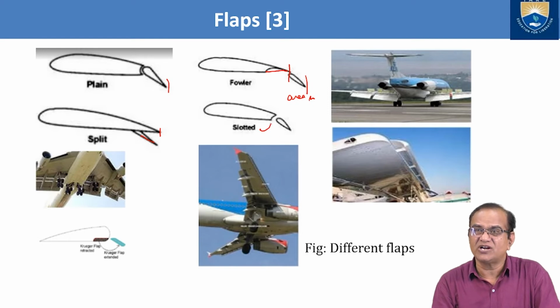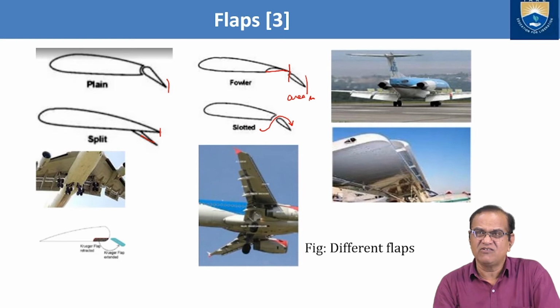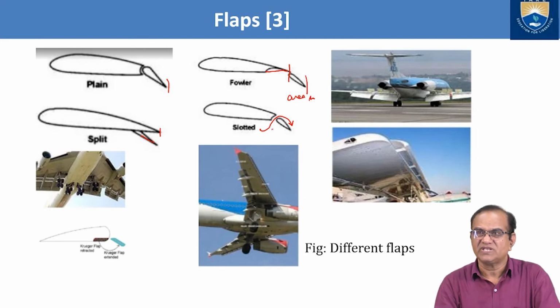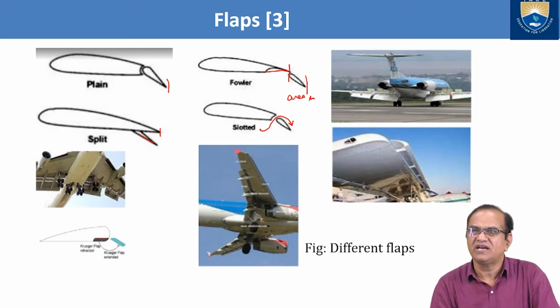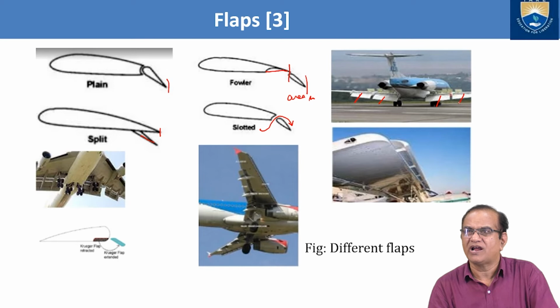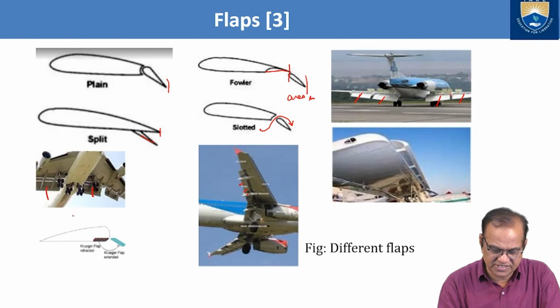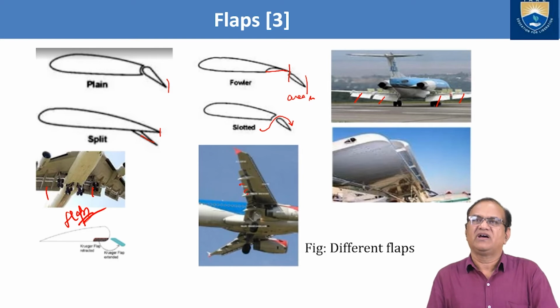And here we have some slots. So the air will enter from here, and this makes it more efficient because it will give some energy, and separation of the flow will be reduced or delayed. So that is the purpose of this. You can also see here the flaps, and these are the inboard and this is the outboard flap. 2 flaps are here, inboard and outboard. And here also these are the flaps extended. Okay, so this I have taken from reference number 3.